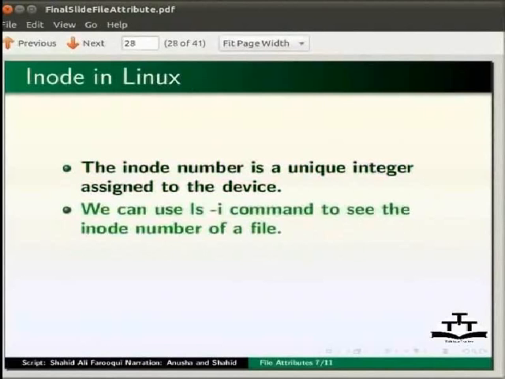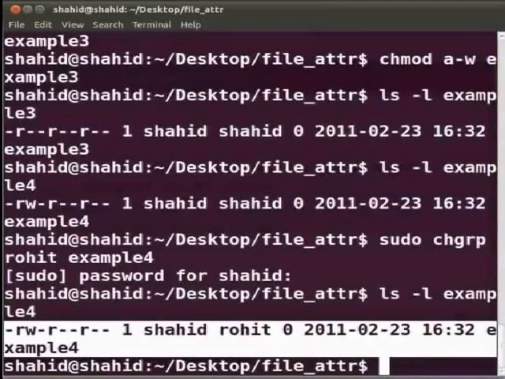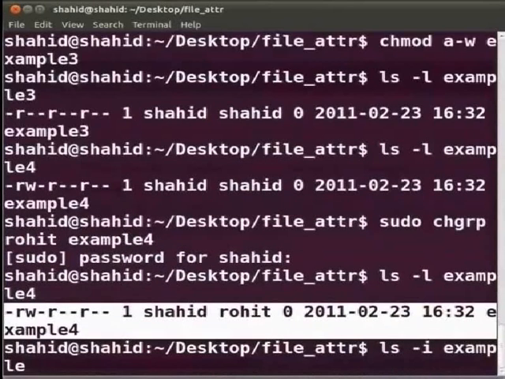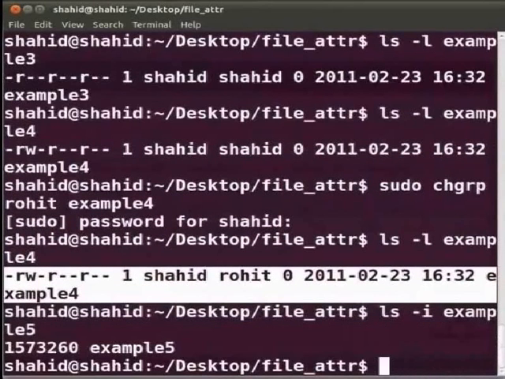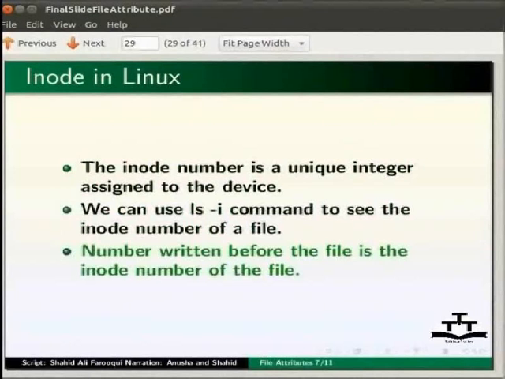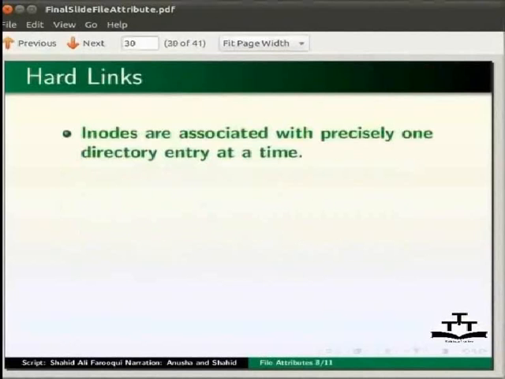We can use ls space -i command to see the inode number of a file. Type the command ls space -i space example 5. Press enter. Number written before the file is the inode number of the file. Inodes are associated with precisely one directory at a time.